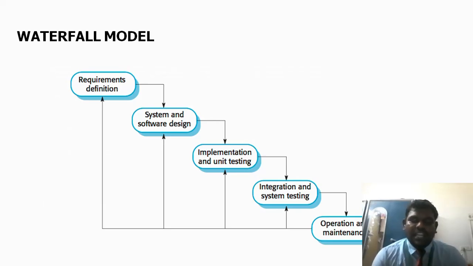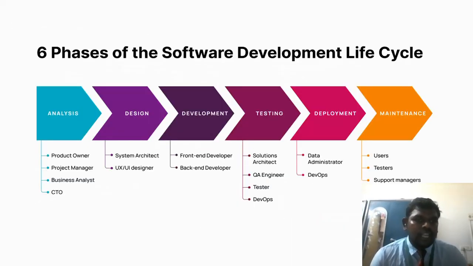What are the phases in SDLC? In SDLC, we have six phases: analysis, design, development, testing, deployment, and maintenance. This is the umbrella structure in SDLC.